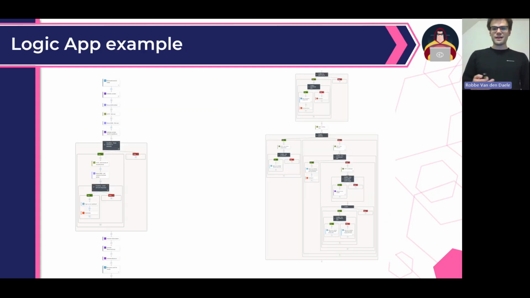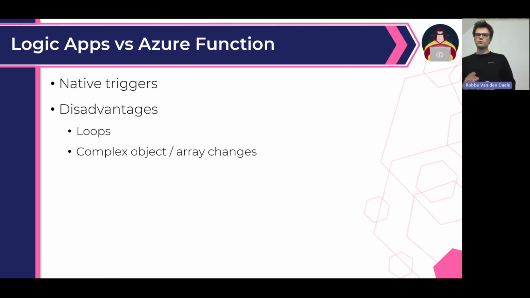It will get tricky and it will get a lot of information. This is an example of how vast a logic app can become and how complex it can be. I think this is the password reset flow we created. And that's also why there is a disadvantage of logic apps, and it's mainly to do with loops, with for each loops, and just complex objects and arrays.